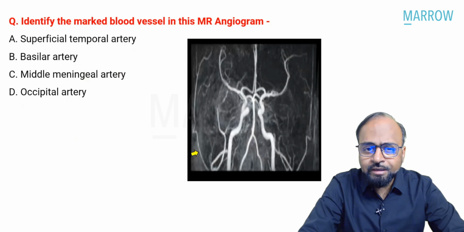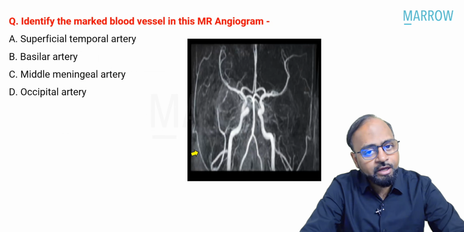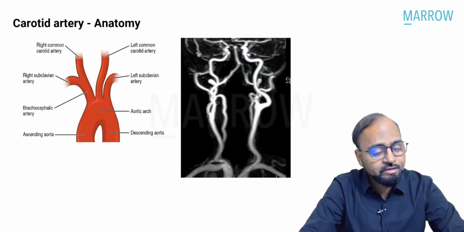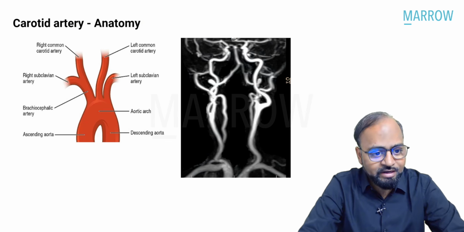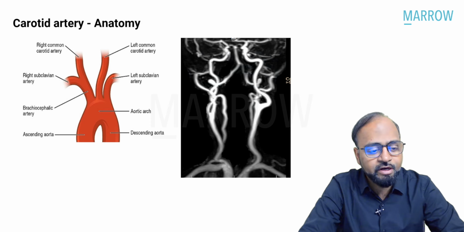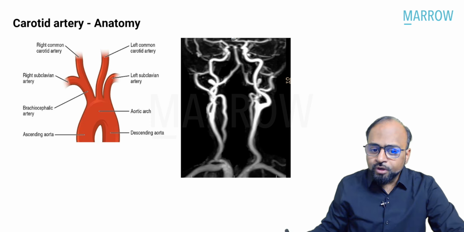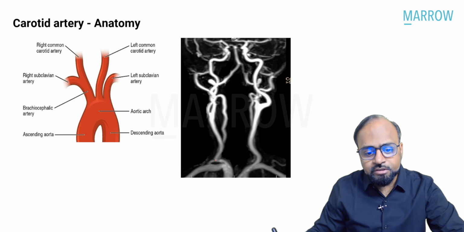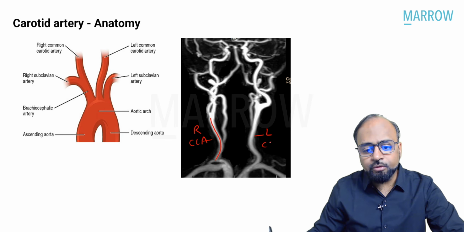Now let us look at a little bit of the anatomy of the carotid vessels. The carotids arise from the aortic arch, not directly on the right side. On the right side, the first branch of the aortic arch is the brachiocephalic artery, which divides into the right subclavian artery and the right common carotid, whereas the left common carotid arises directly from the aortic arch. If you look at this MR angiogram taken at the level of the origin of the great vessels, this is the right common carotid artery and this is the left common carotid artery.